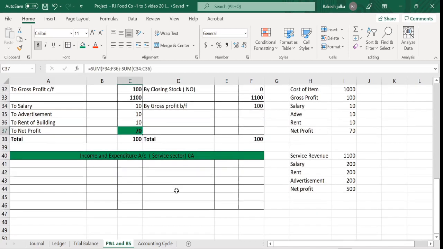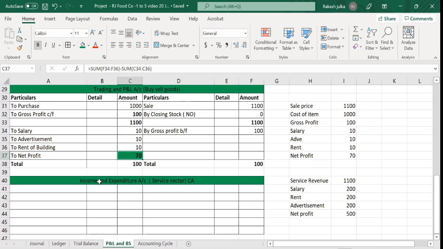Now I'm going to explain the income and expenditure account under the service sector. Service sectors are those sectors where there is no question of goods, only services. It means not goods, services will be there. Services means doctors, lawyers, engineers, carpenters. If a carpenter comes to your home and paints, and you are not getting anything from there, right? But even then you are paying for the services.